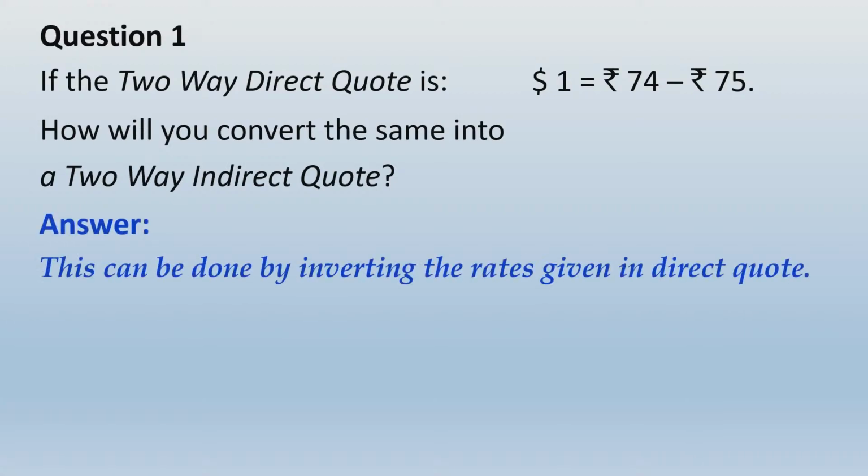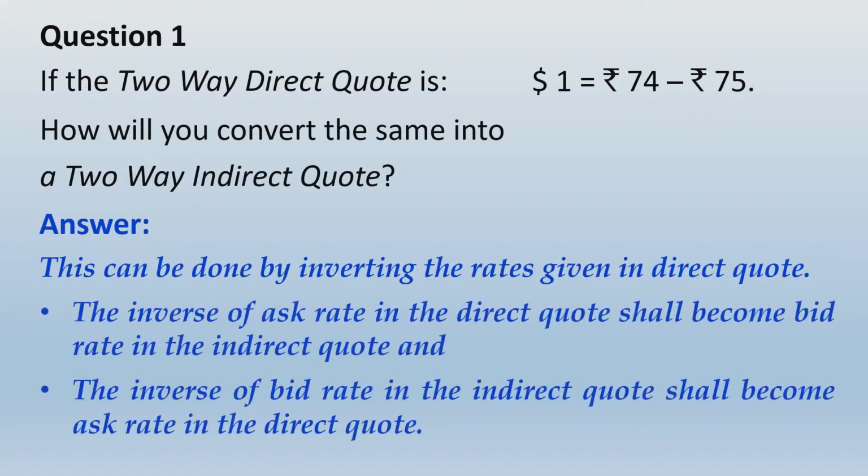Answer for this question: this can be done by inverting the rates given in the quote. Now can you notice 74 is the bid rate in this quote? So when you take the inverse of 74, it will definitely become the indirect quote. But 74 itself is a bid rate in this quote. When you take the inverse of 74, it will become an indirect quote, but it will represent the ask rate of that indirect quote. Means inverse of the bid rate will become ask rate, and inverse of the ask rate will become bid rate. So the inverse of the ask rate in the direct quote shall become the bid rate in the indirect quote, and inverse of the bid rate in the direct quote shall become the ask rate in the indirect quote.